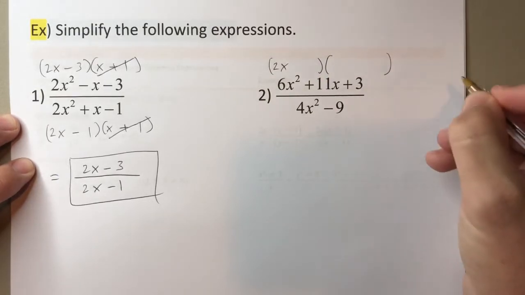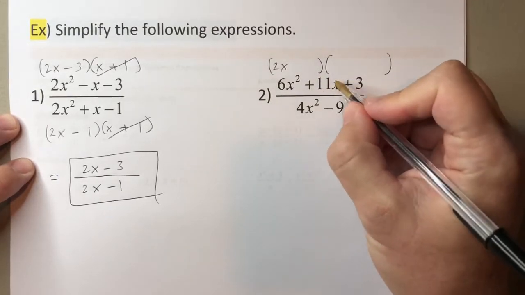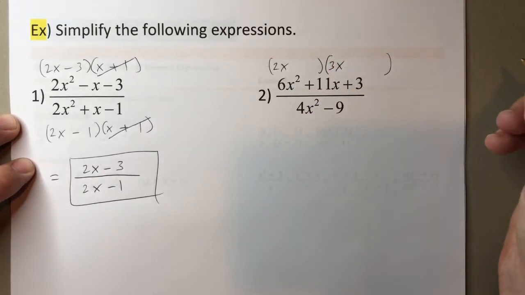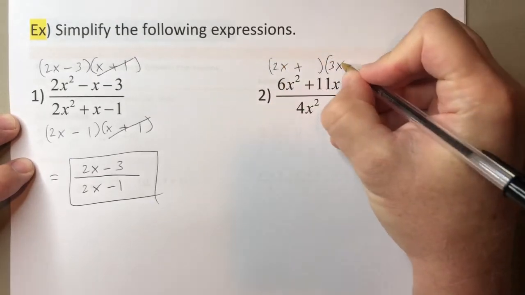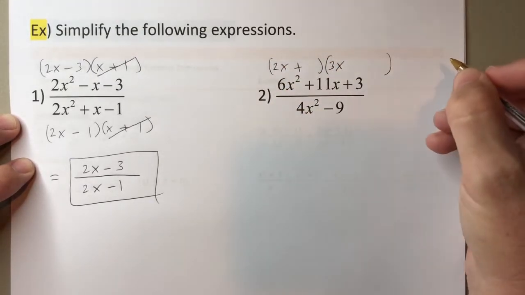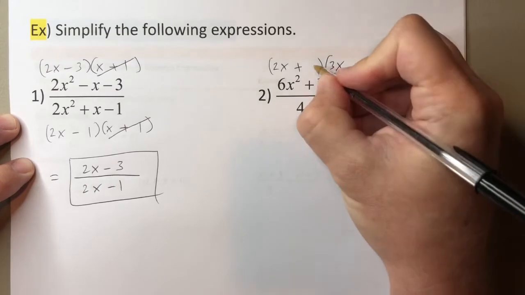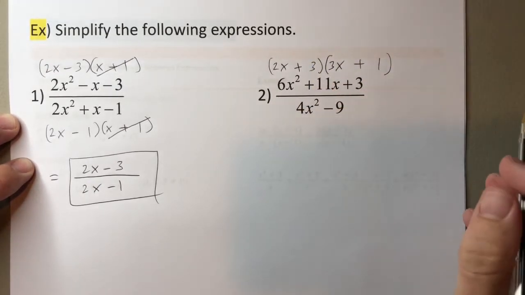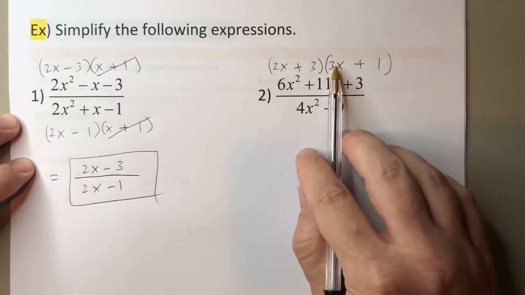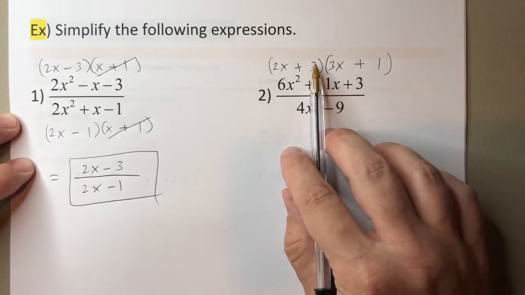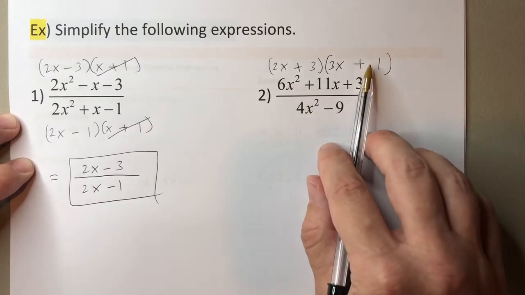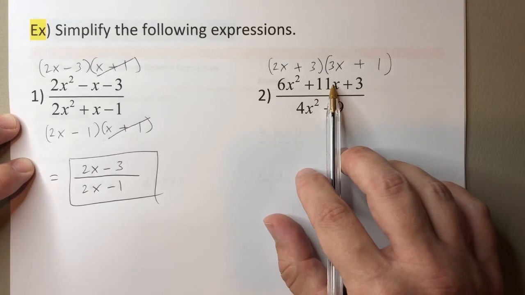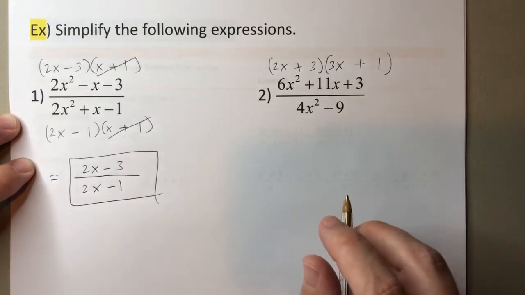Okay, so let's see, we need an 11x in the middle. So how about this? How about 2x times 3x is 6x squared? And then what if I put a 3 here and a 1 there? Make them all positive. Does this work? Let's check. Inside product is 9x. Outside product is 2x. Does 9x plus 2x add to 11x? Yes, so we're good. This is the correct factorization.